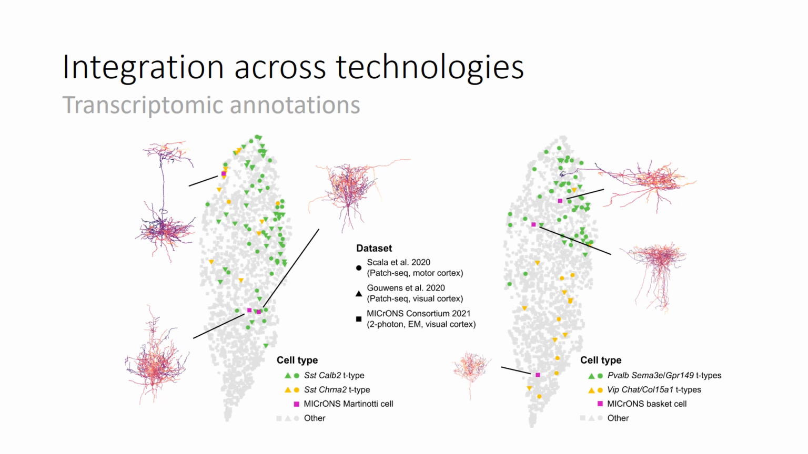For example, the MICrONS Martinotti cell with a soma in layer 5 and a densely arborized axon projecting to layer 1 is closer morphologically to the SST CHRNA2 T-type than the more general Martinotti SST CALB2 T-type. This matches previous results showing that layer 5 Martinotti cells that project to layer 1 express CHRNA2.